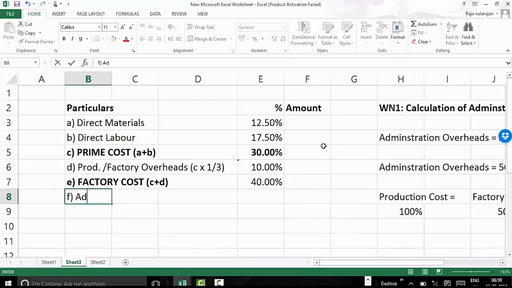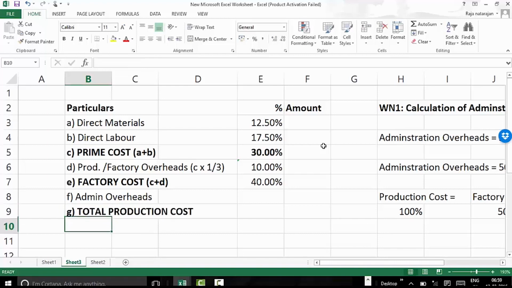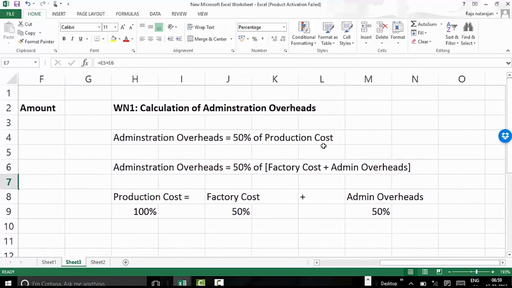With factory cost, we have to add admin overheads, and that would give us the total production cost. Okay, so your total production cost is nothing but the sum of factory cost and admin overheads. And if admin overheads is 50% of production cost, then the remaining 50% should go to factory cost, whereas factory cost is 40%. So what you have to understand here is that the factory cost and admin overheads are equally distributed.